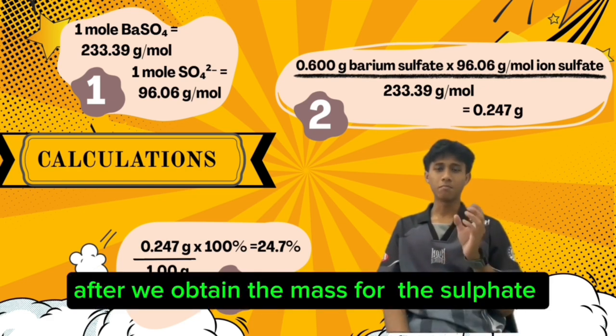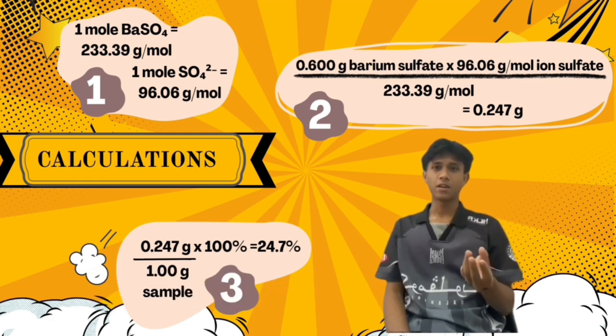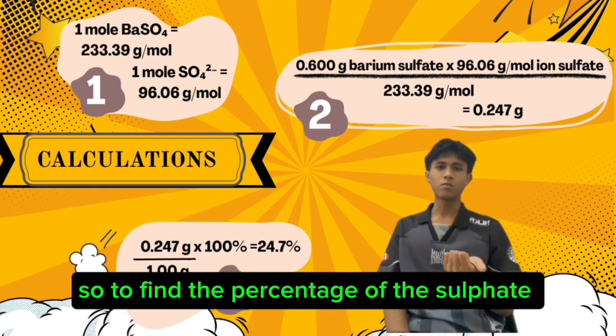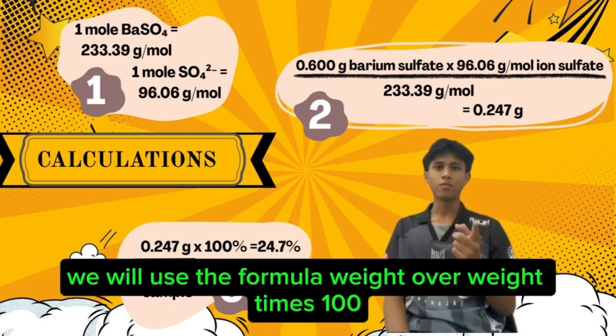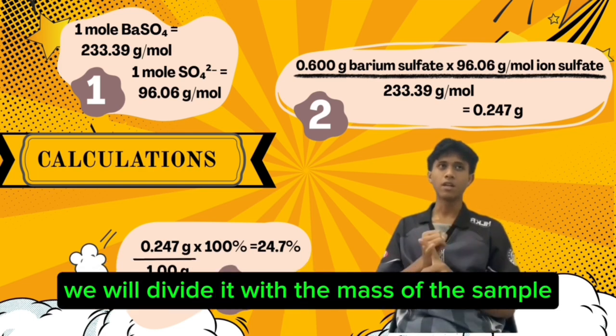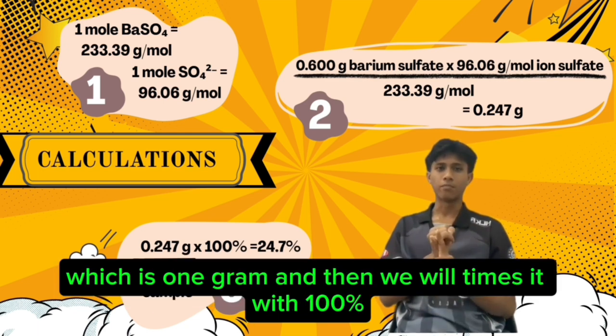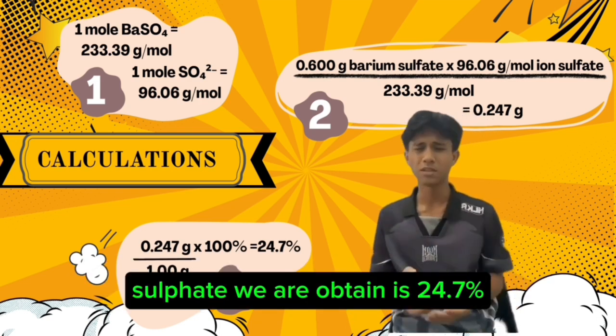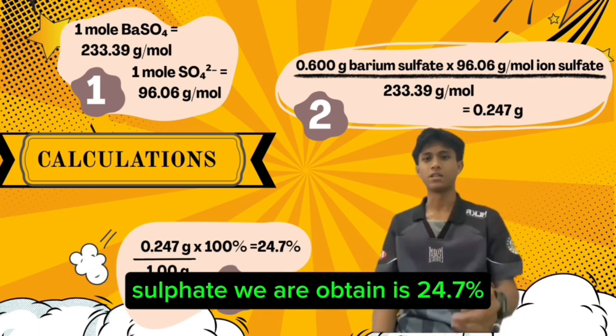Lastly, after we obtain the mass of the sulfate, we need to find the percentage of sulfate. To find the percentage, we use the formula weight over weight times 100. The weight of the sulfate, which is 0.247 gram, we divide by the mass of the sample, which is 1 gram, and then multiply by 100%. The final answer for the percentage of the sulfate is 24.7% weight over weight.